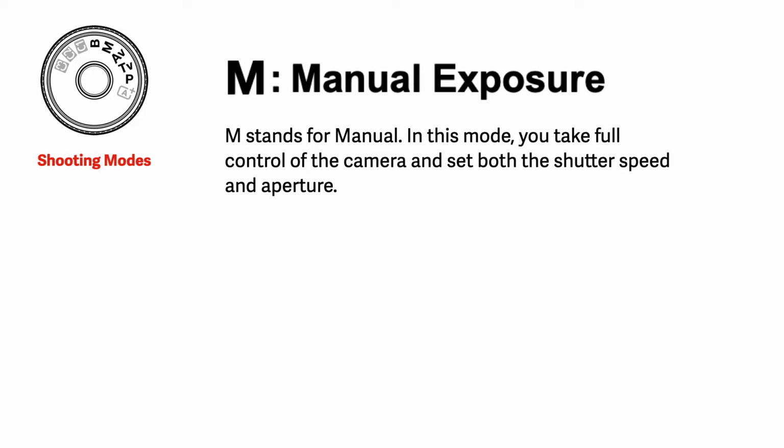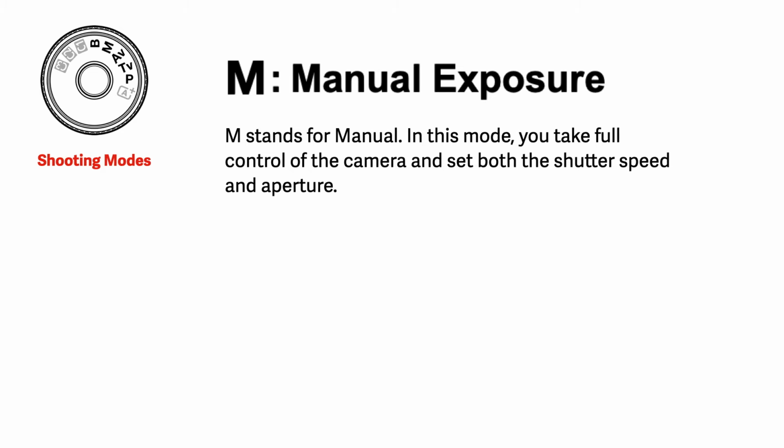M stands for manual. In this mode, you take full control of the camera and set both the shutter speed and aperture. To determine the exposure, we use the camera's built-in light meter and refer to the exposure level indicator in the viewfinder.